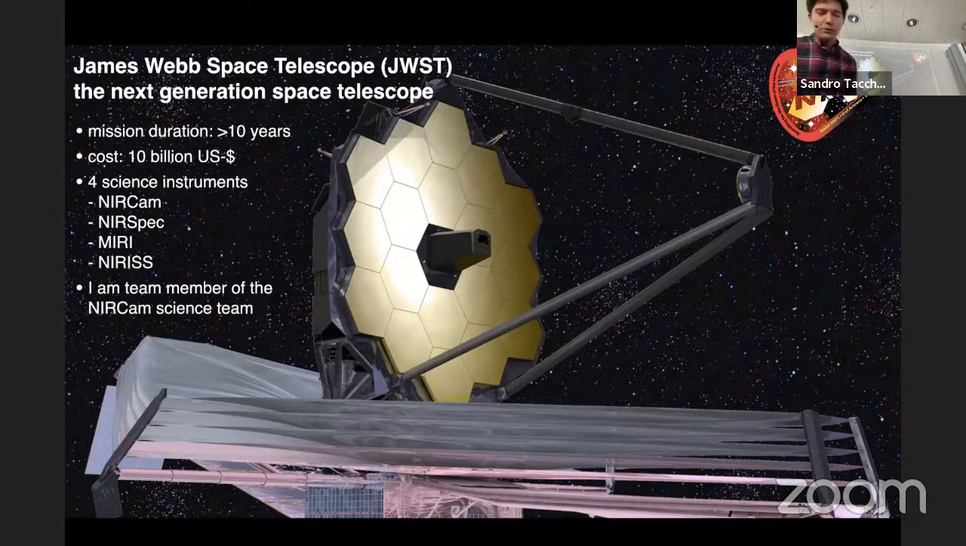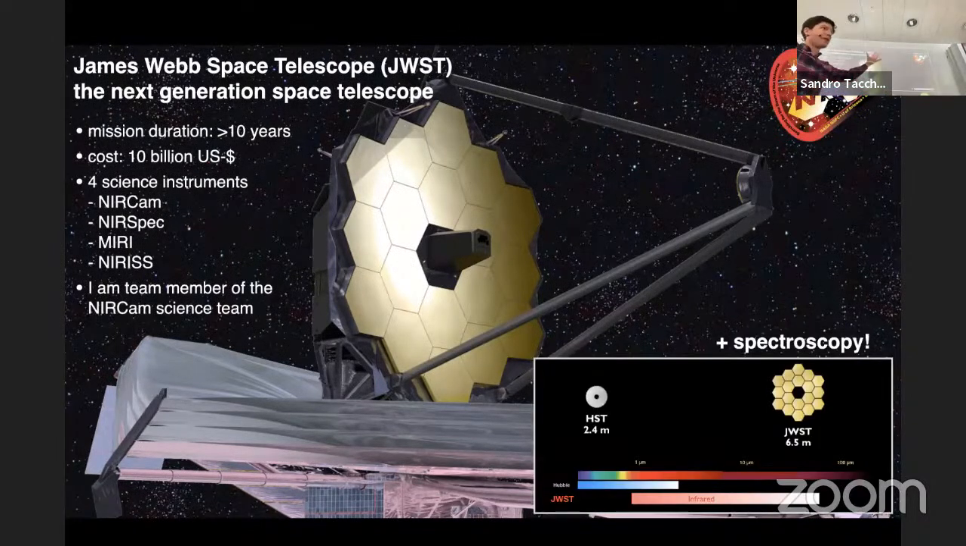So why is JWST cool? Well, first of all, it has a larger mirror, right? So you can collect more light. But more importantly, we now also have coverage much further into the infrared, in particular probing the near infrared, which helps us to characterize these high redshift galaxies in much greater detail. And I think most importantly is actually the spectroscopy, as you will see in my talk. It's the first time we have really a spectrograph in space.